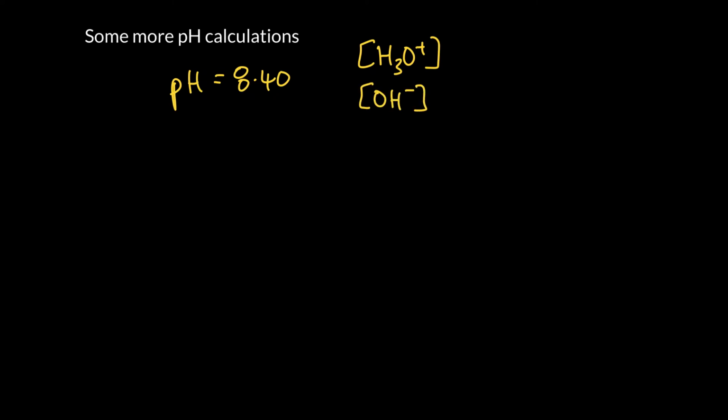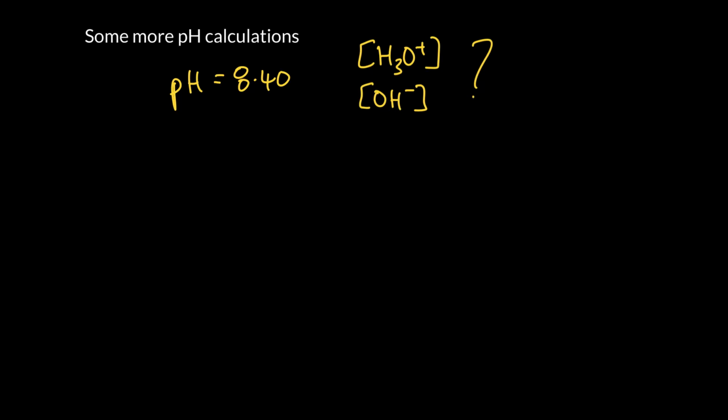All right, so for instance, let's say we've got a pH of 8.4. And we want to know, is that acidic, basic, or neutral? Well, if we assume we're at room temperature, then anytime the pH is above 7, it's going to be basic. Now, what we want to do now is calculate the concentration of hydronium ion and the concentration of hydroxide ion from that. So what can we say about those two?